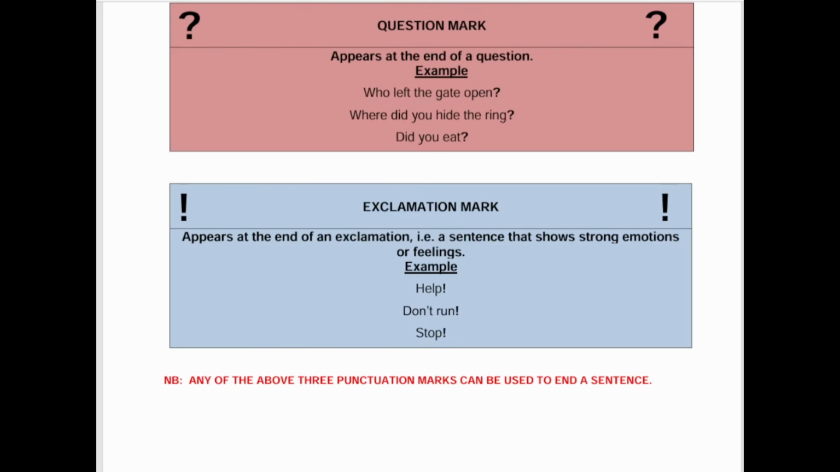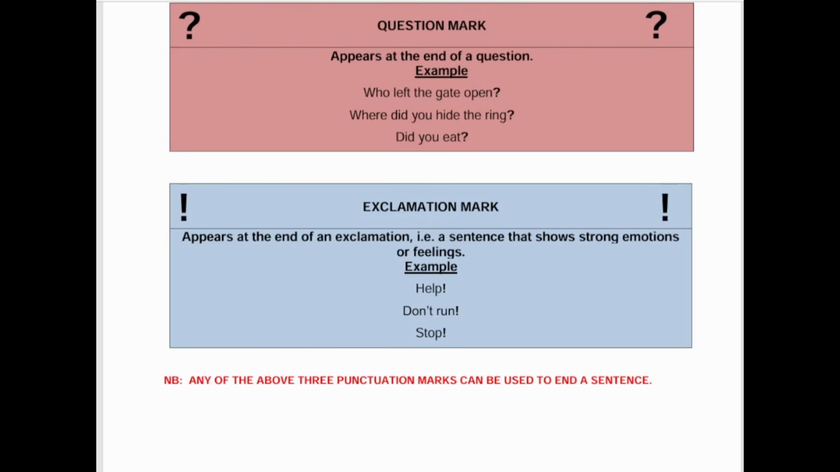Stop. Now you are trying to bring the emotion of a warning. There is a warning, maybe there is something dangerous. You are warning someone. Stop. Or you can even command. You are commanding. Stop. So you find that these exclamation marks appear at the end of an exclamation.